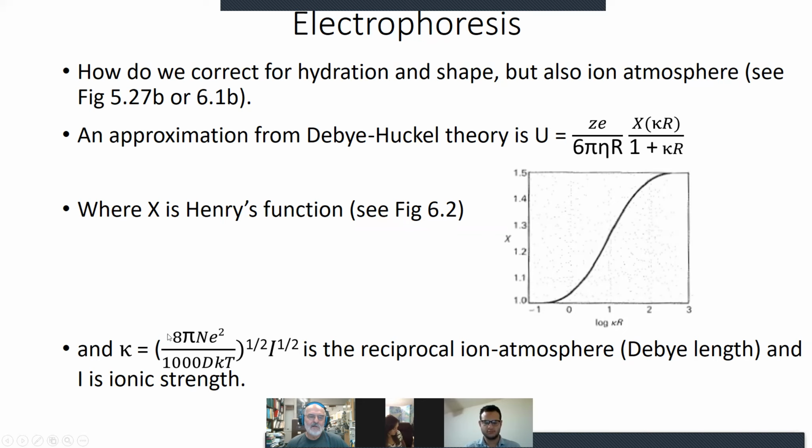It depends upon these constants, 8 pi, N is Avogadro's number, e squared divided by 1000 kT. But also down here is the dielectric constant. So it depends on the dielectric constant. So you get dramatically different answers if you're in water as opposed to if you're in some kind of a weird solvent, which is often the case, not in biology, but in other kinds of systems. Okay, and so for this kappa, what you need to know is that it depends on the square root of the ionic strength. And this reciprocal ion atmosphere, an equivalent word for it is Debye length.